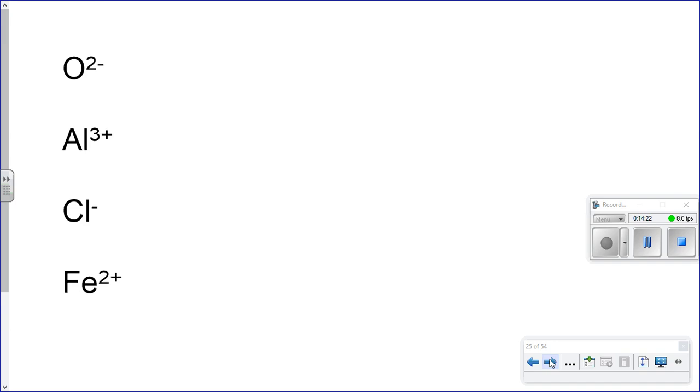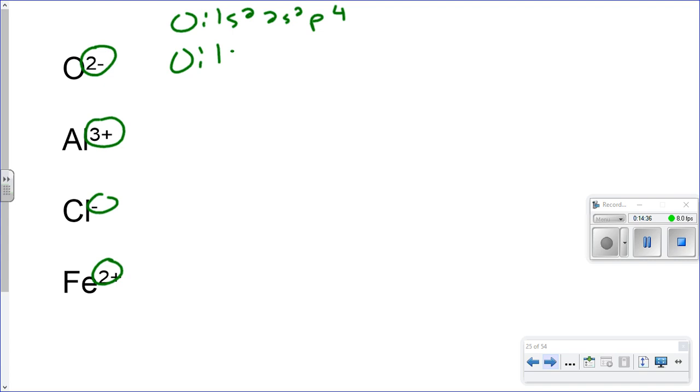Ions. Ions are simple. This one's gained 2. This one's lost 3. This one's gained 1. This is lost 2. So oxygen would look like this, but it's gained 2. So oxide is 1s2, 2s2p6. Notice that's the same thing as neon. This is the reason for that.